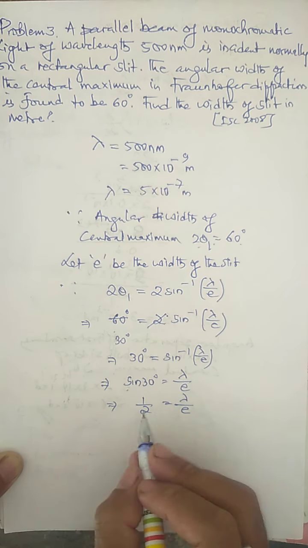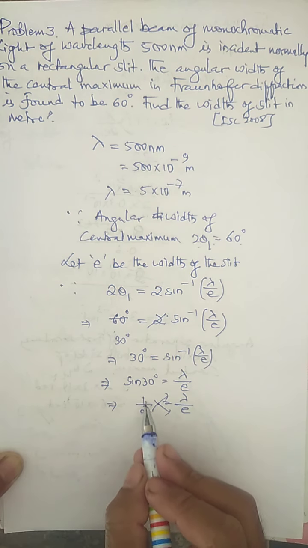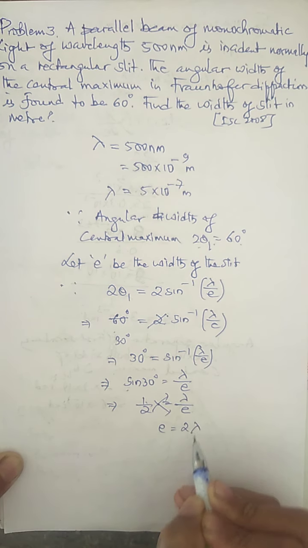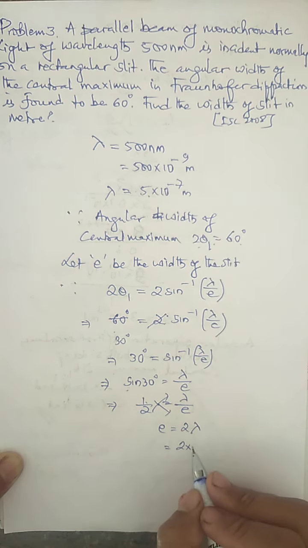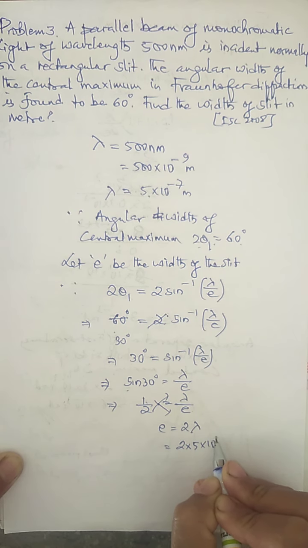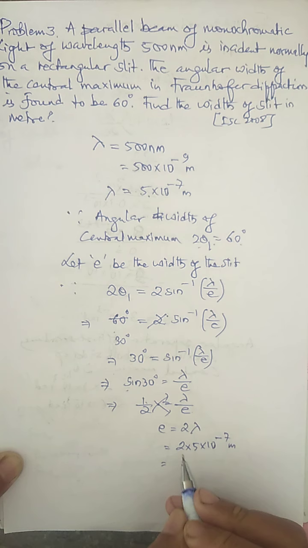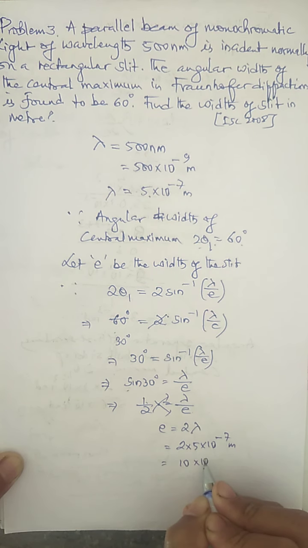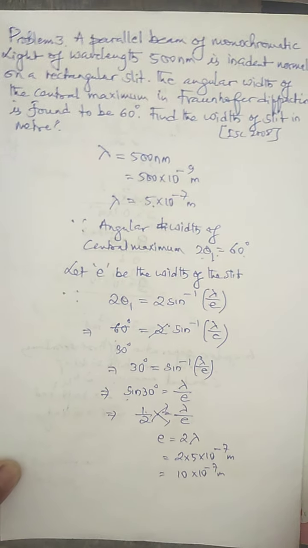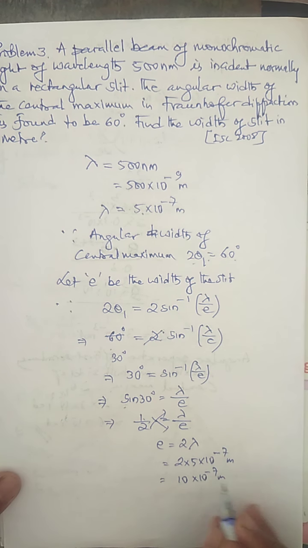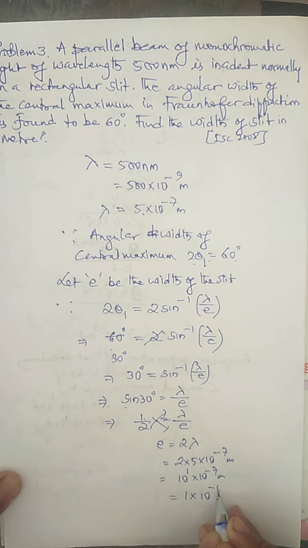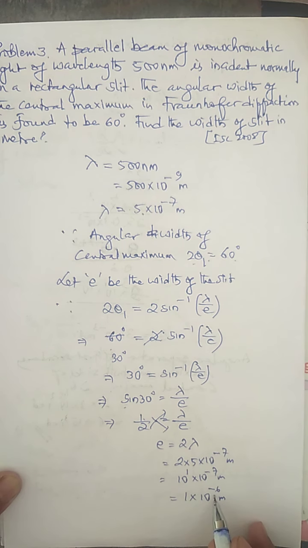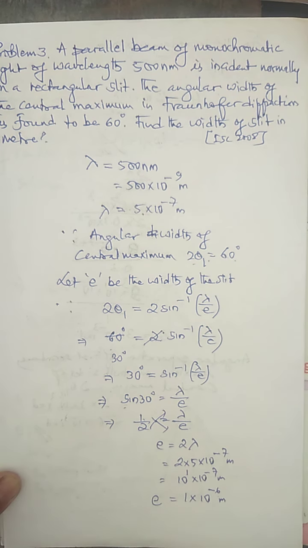So let me just cross multiply. 1 into e means e, equals 2 into lambda. Now 2 into lambda, your wavelength is 5 into 10 to the minus 7 meter. 2 into 5 is 10, so 10 into 10 to the minus 7 meter. Now 10 into 10 to the minus 7 meter, the power 10 is 1 into 10 to the power 1, so this is 1 into 10 to the power minus 6 meter. So 1 minus 7 is minus 6. So this is actually the value of e.